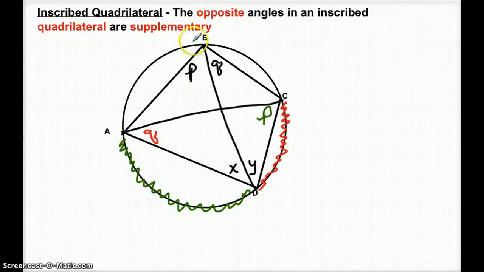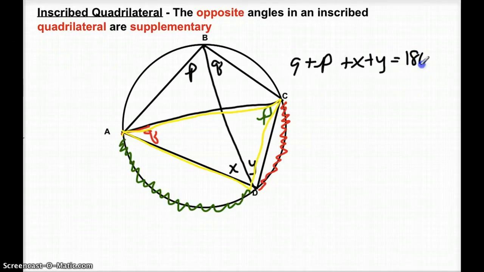Now I want you to notice that we really have a triangle here. Let's use yellow. So we have a triangle ACD. All of the angles in a triangle have to add up to 180 degrees. So it must be true then that Q plus P plus X plus Y has to add up to 180.